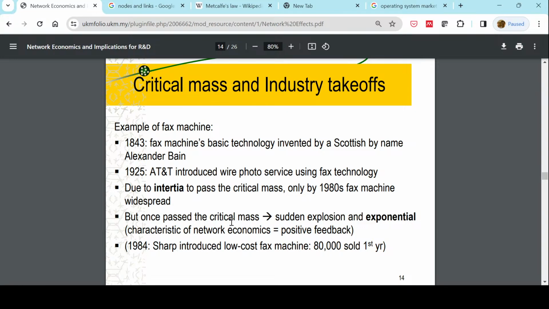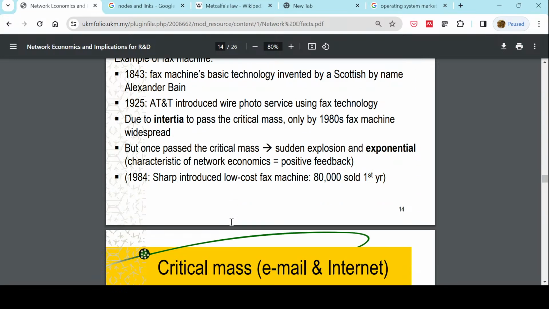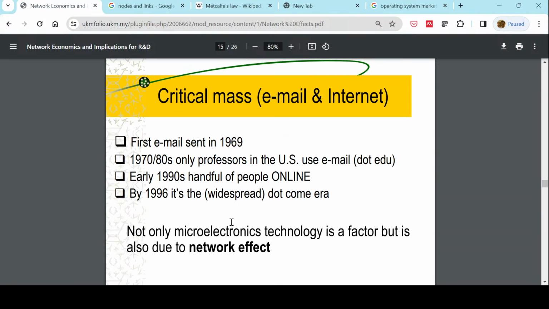This is the characteristic of network economics. Positive feedback. That's the exponential line of increase, the growth in the market. In 1984, Sharp, a Japanese company, introduced a low-cost fax machine, and 80,000 were sold in the first year alone. Critical mass also applies to email and the internet, yes, the internet as well.